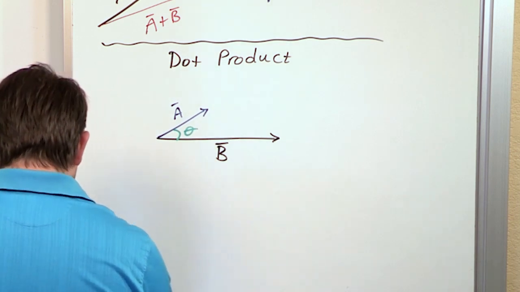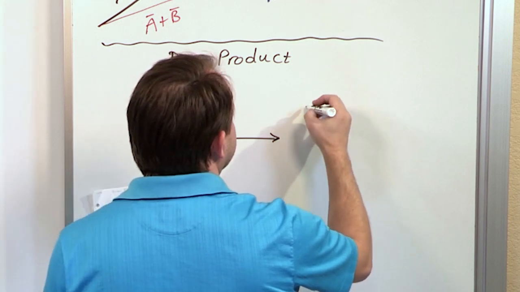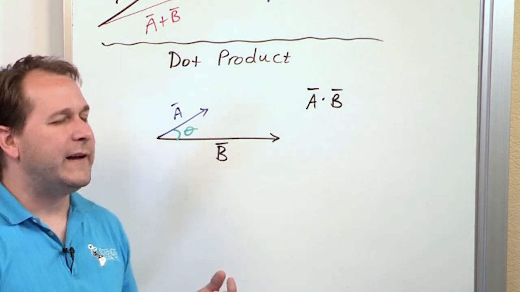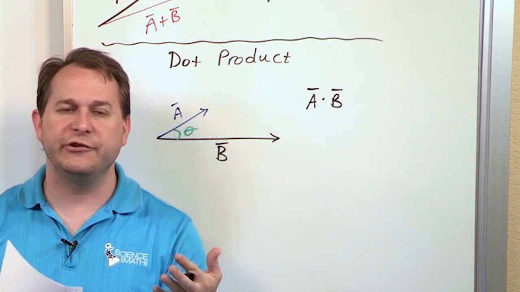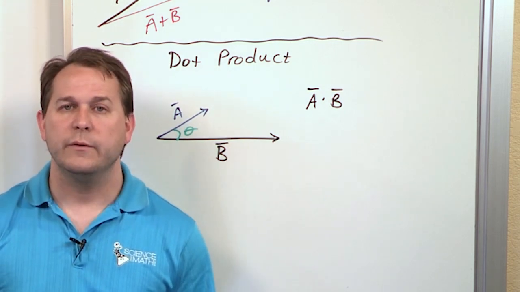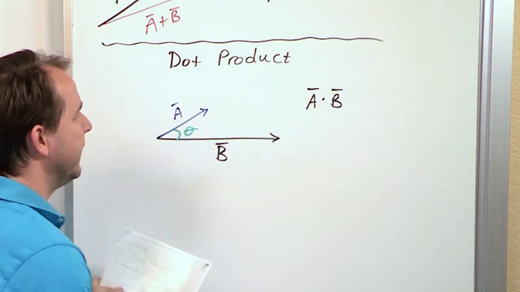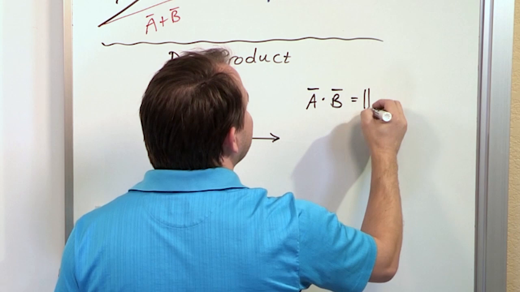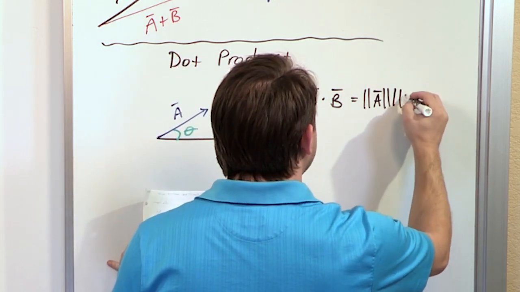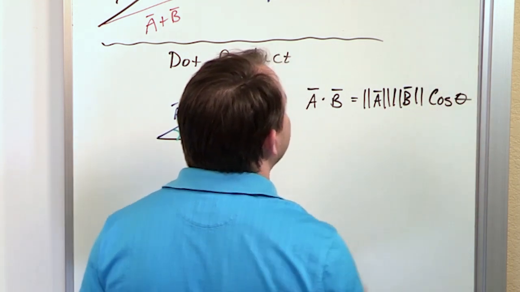Now, the dot product is something that we've talked about several times. The dot product, A dot B. We already talked about it in terms of multiplication, where you multiply the elements of the two vectors and sum the results. That's one way to calculate the dot product. But another way is to say magnitude of the vector A times the magnitude of the vector B times the cosine of the angle between the vectors.